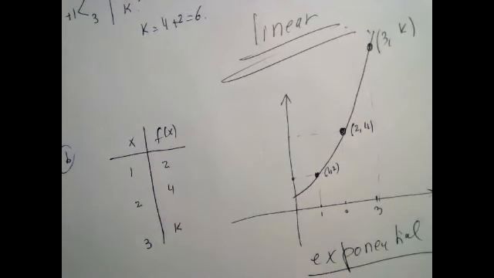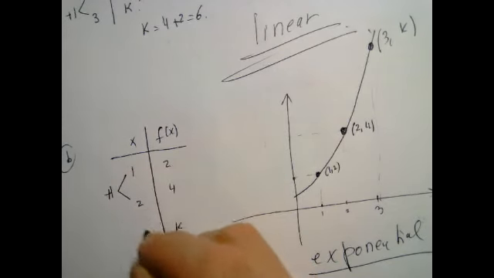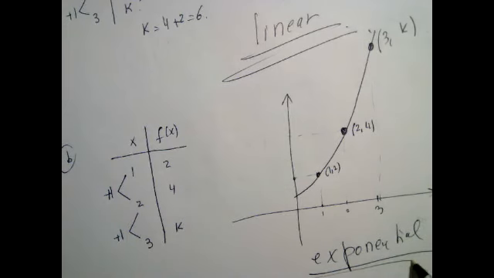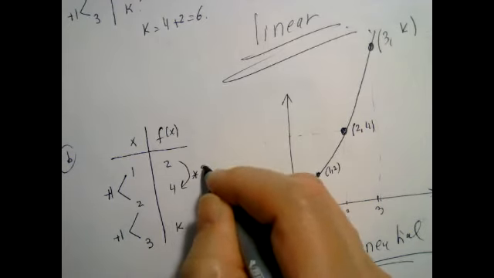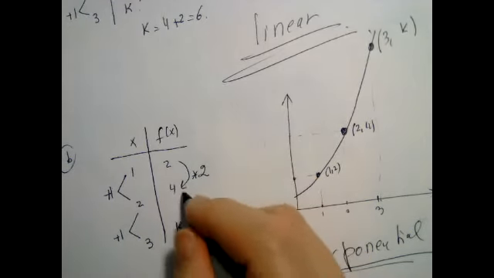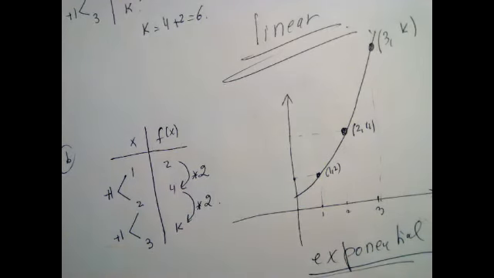Eight. You agree with Grace? x increases by 1, x increases by 1. If it's exponential, it means the y should be multiplied by the same number. So from here to here, we're multiplying by 2. So from here to here, we need to multiply by 2. So this is going to give me that k is 2 times the 4, which is equal to 8.